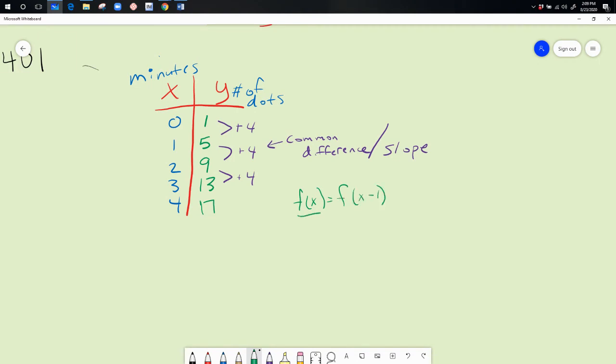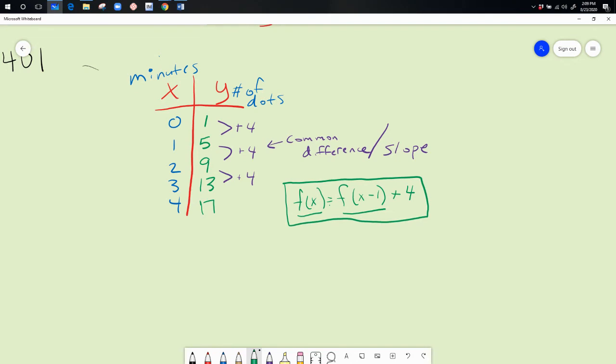For those of you guys who came up with the recursive equation, here it is. F of x, remember, means the term we're looking for, and this means the term that comes before it. So the term that we're looking for, the 4th term, is equal to the term that comes before it plus 4. And so this is considered our recursive equation. If you guys didn't get that, it's okay, but if you did, kudos.